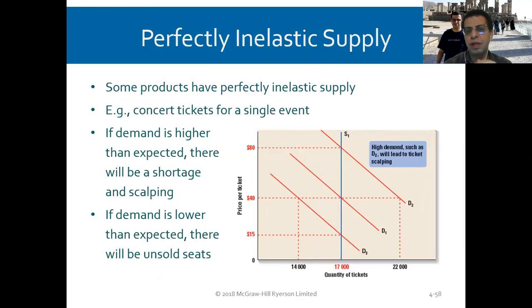So perfectly inelastic supply means I have 10 units, whether it's $10 or $20 or $30. All I have is 10 units to sell. So that's a perfectly inelastic supply. Some products have perfectly inelastic supply, like concert tickets for a single event.